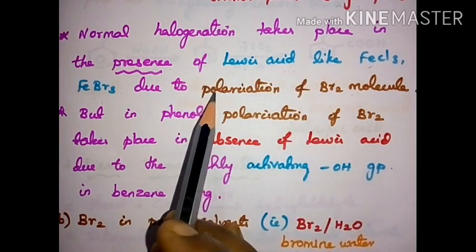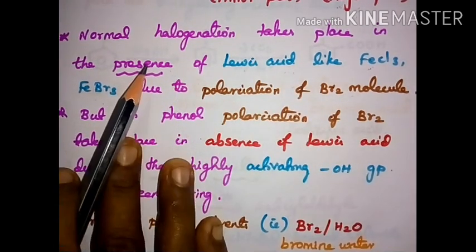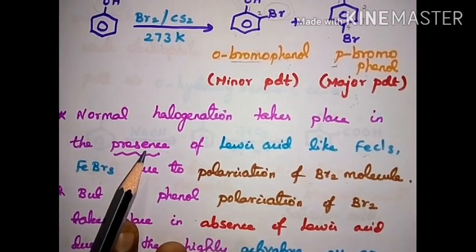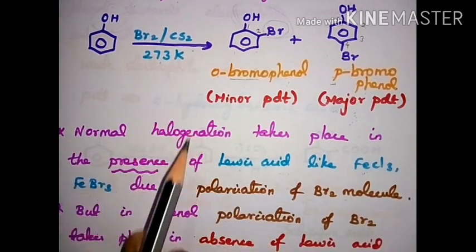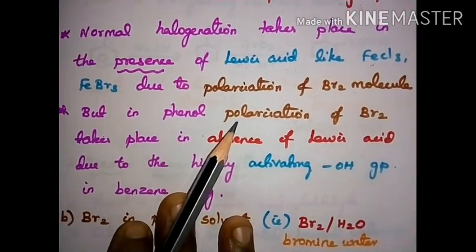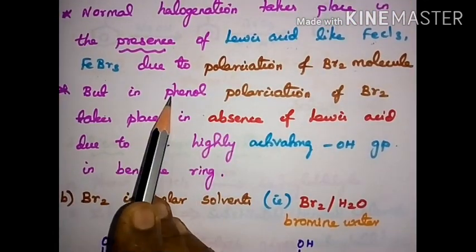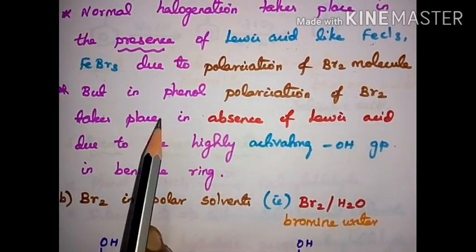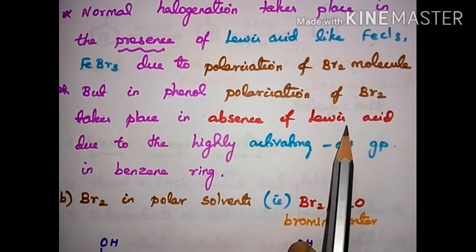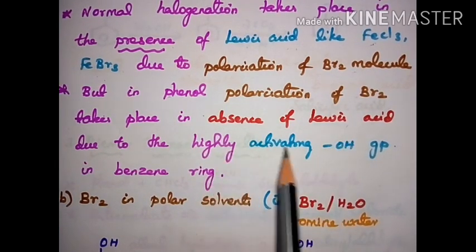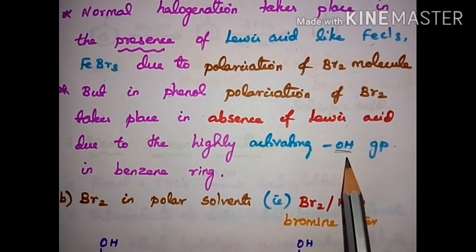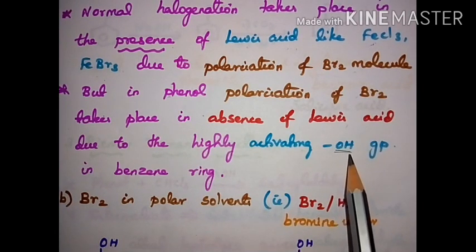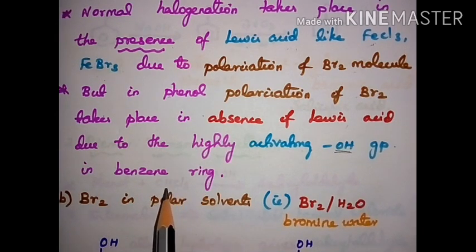Then why don't we take a Lewis acid in phenol? With phenol we didn't take any Lewis acid, only bromine in carbon disulfide. In phenol, polarization of bromine takes place even in the absence of a Lewis acid, due to the highly activating OH group. This polarization can take place through the activating OH group in the benzene ring.